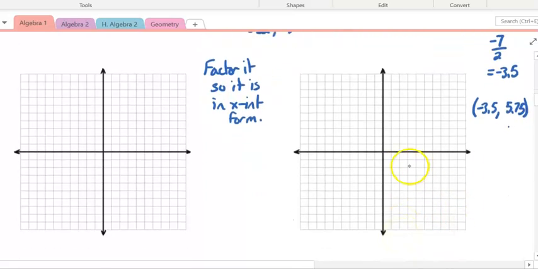So I'm going to come over here, I'm going to do negative 3.5 and then up 5.75. 3, 4, 5. I'm just going to have to estimate about where that would be.